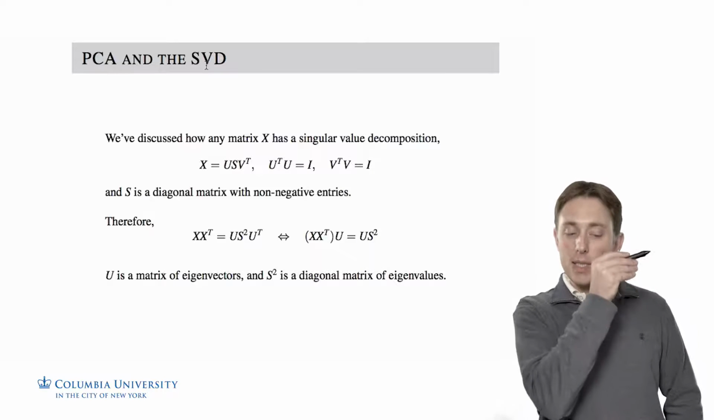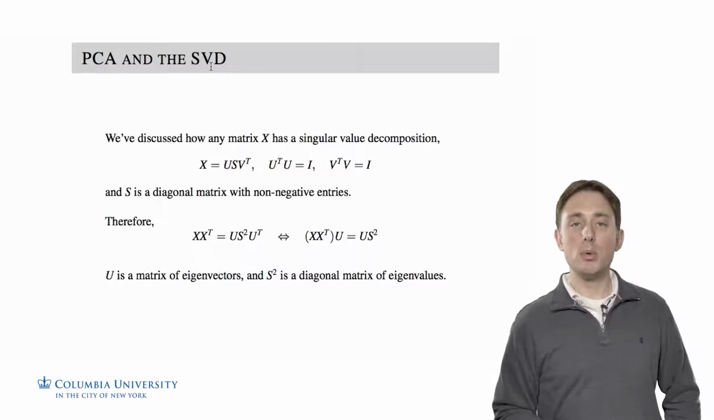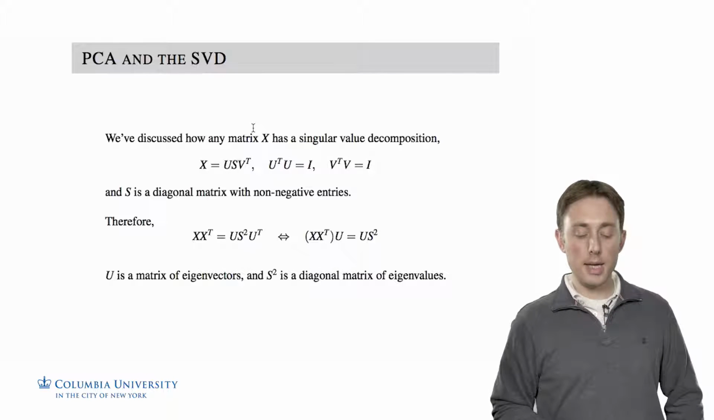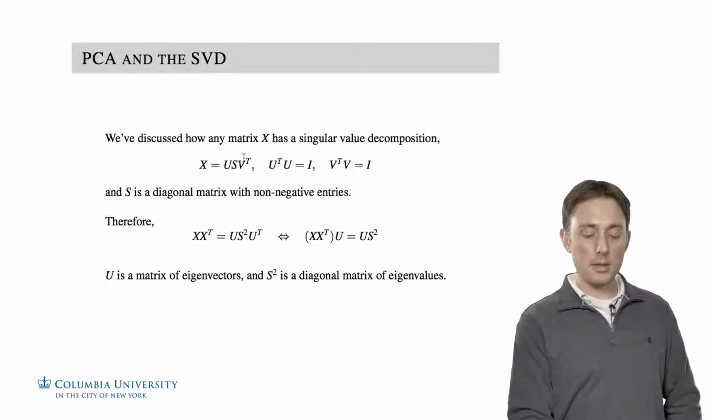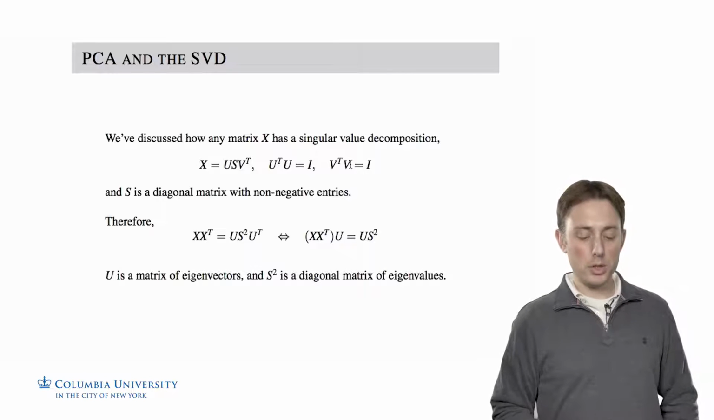In that sense, I want to recall what we discussed previously, the connection between principal component analysis and the singular value decomposition. We've already discussed how a data matrix X automatically has a singular value decomposition. So we can write any matrix X as a product of a matrix U, S, and V transpose, where U transpose U is the identity matrix and V transpose V is the identity matrix. Here I'm assuming X has more columns than rows. If it had more rows than columns, then some of these transposes would be switched.